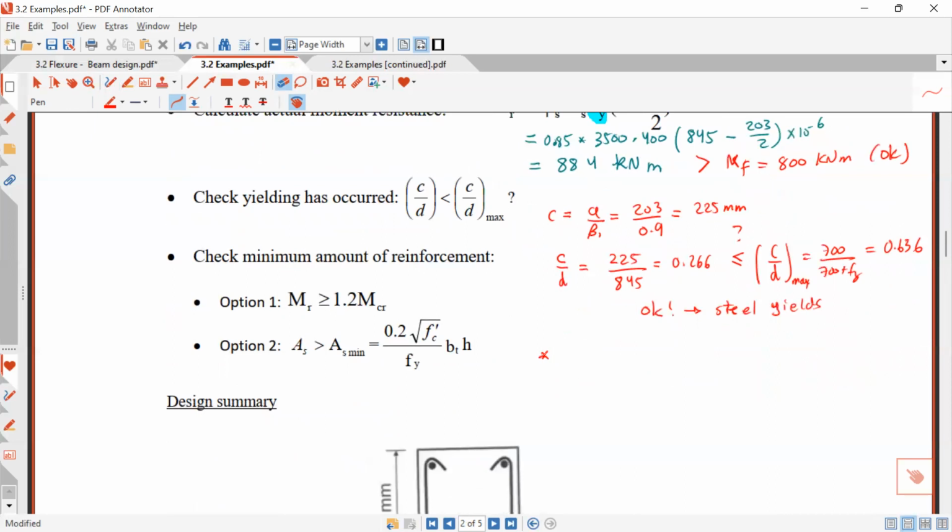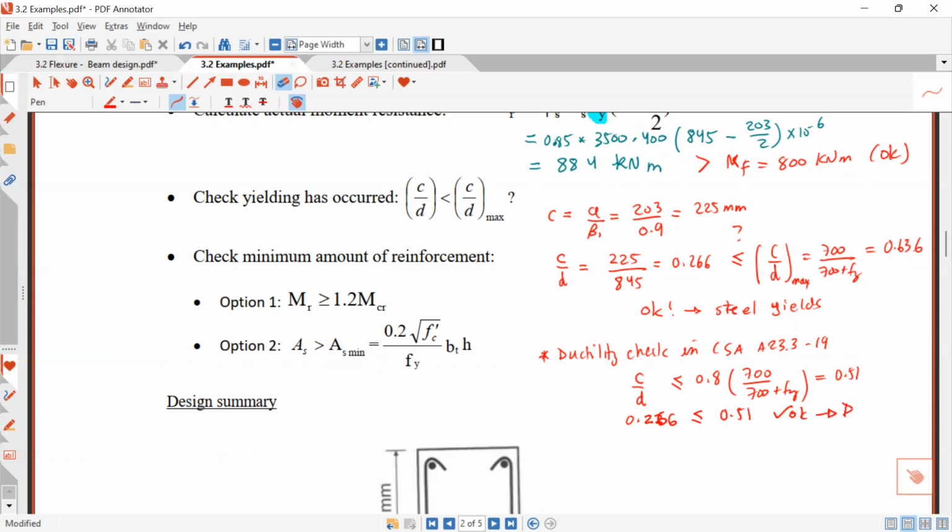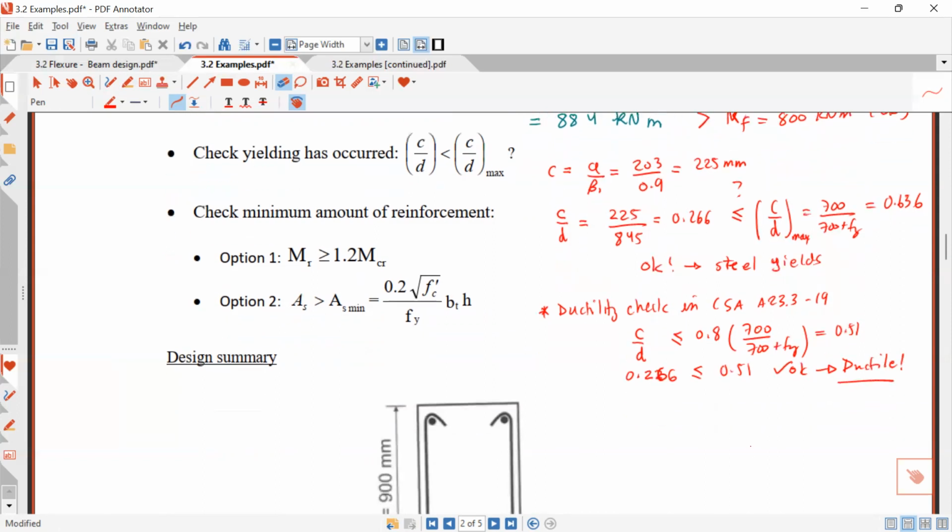Okay, then we should also check the other things. So there's also the ductility check. In CSA A23.3-19, we need to make sure that CD is smaller or equal to 0.8 of this, which we said is 0.51. We can see here this is 0.266. It's smaller or equal to 0.51, so this is also okay. So that means it is also ductile according to the code. Everybody got it?